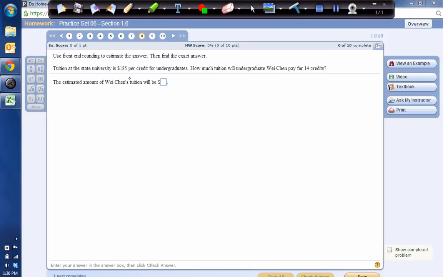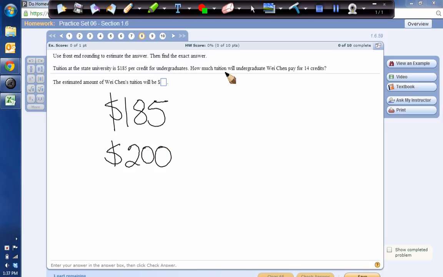Okay, so we can use front-end rounding. In this case, what does 185 round to using front-end rounding? Front-end rounding just means we're going to have one number and then zeros after it. So the first number, the 1, rounds to a 2 because the 8 is bigger than 5, and then we have 200. Okay, good. And she's going to take 14 credits, but we also have to round the 14. So 14 gets rounded. We have 1 here. 1 gets rounded just to 10 because 4 is less than 5.